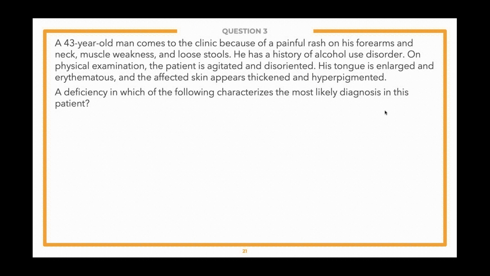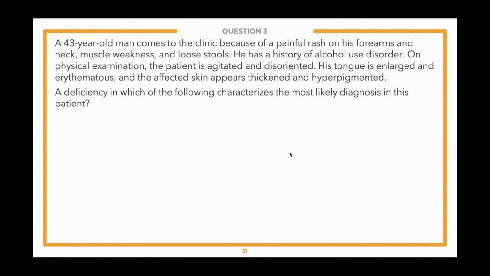A 43-year-old man comes to the clinic because of a painful rash on his forearms and neck, muscle weakness, and loose stools. He has a history of alcohol use disorder. On physical examination, the patient is agitated and disoriented. His tongue is enlarged and erythematous, and the affected skin appears thickened and hyperpigmented. A deficiency in which of the following characterizes the most likely diagnosis in this patient?